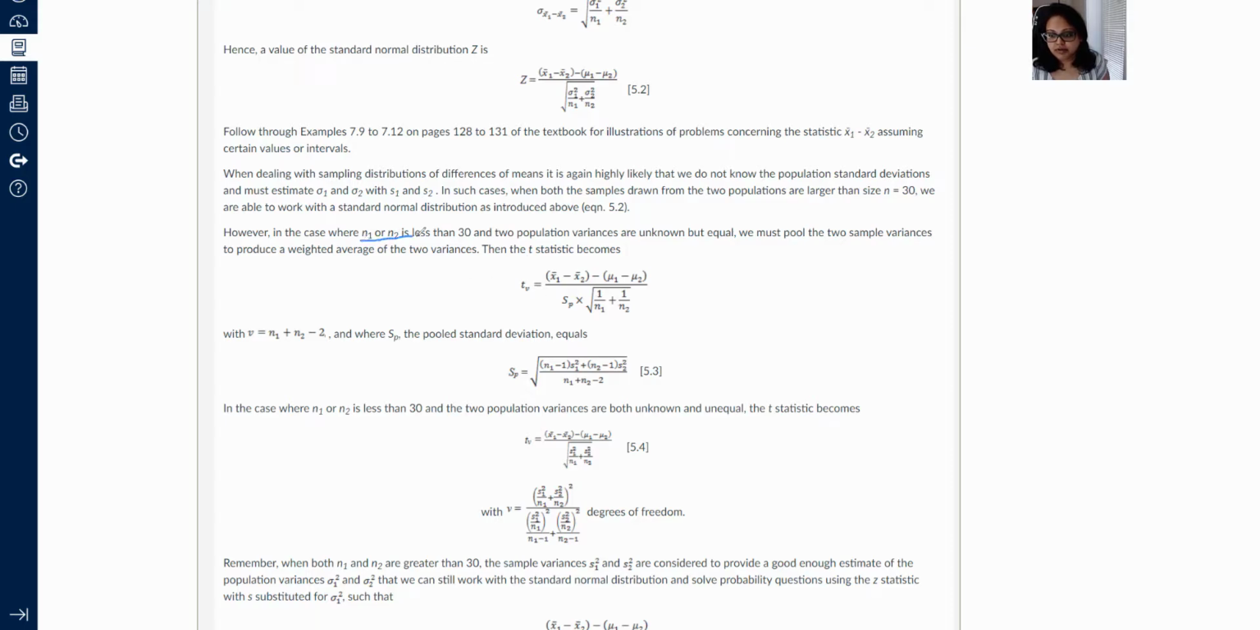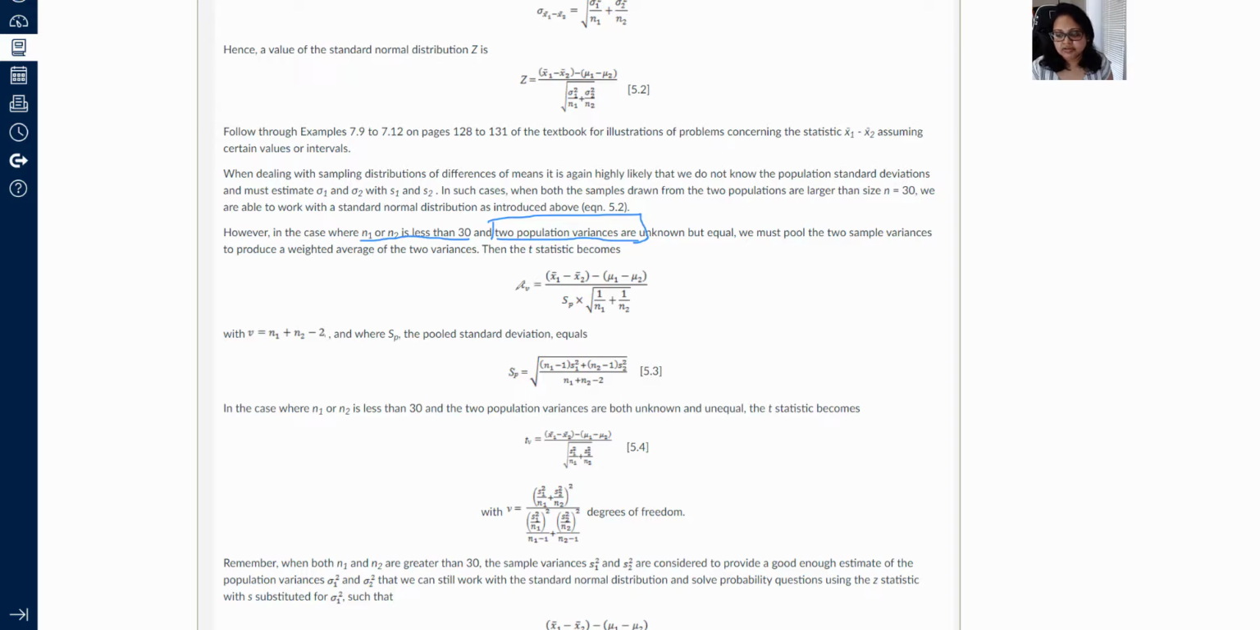Whenever you are selecting which distribution to use, you have to consider the statistic. If it is a mean, then you can go for Z or T, but again for T you have to think about the sample size and whether the population variance is given or not. If the population variance is not given, that means we have no idea what's happening in the population, so we have to go for the T distribution.